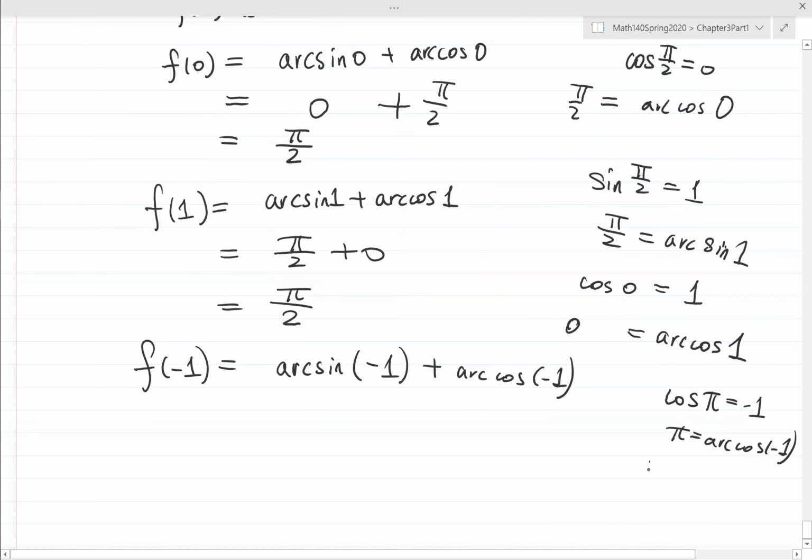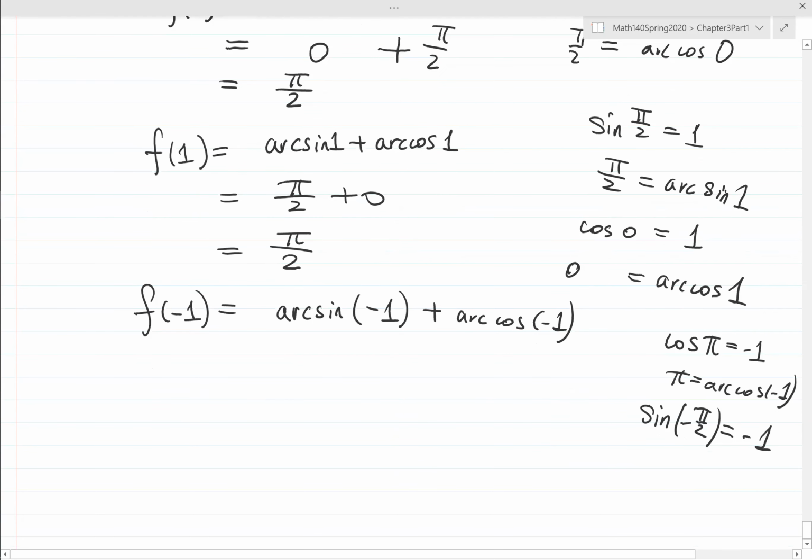What is sine negative pi over 2? It is negative 1. So we get arcsine negative 1, which is negative pi over 2. So this is actually negative pi over 2 plus pi. Arc cosine of negative 1 is pi. So again, we get pi over 2. And then we again check the two endpoints.